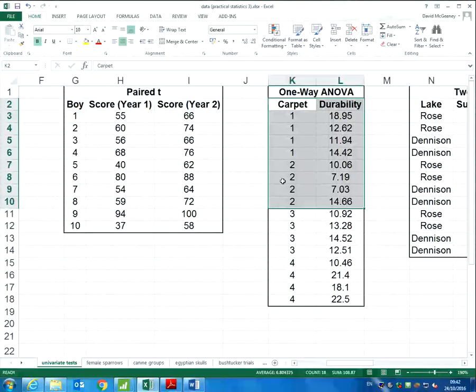Right, so what about if you were comparing carpets in terms of durability? I want you to imagine that you've only got 2 carpets. I know you see 4 carpets there, but I've highlighted 2. What if you had 2 carpets and you were comparing them in terms of durability? What test would you carry out? If there's only 2 carpets, what would you do? The two-sample t-test.